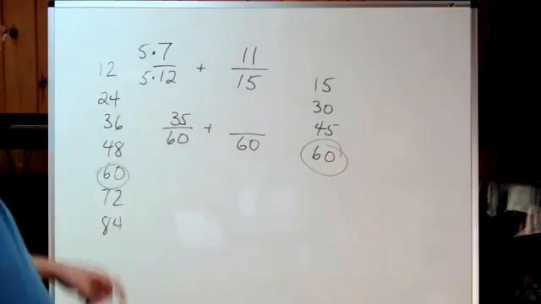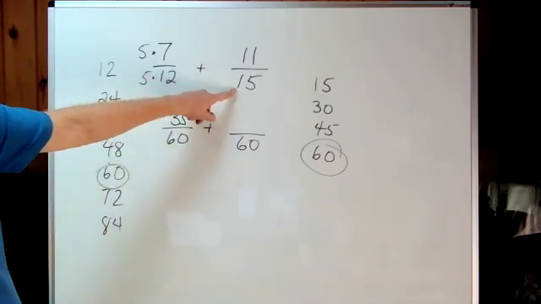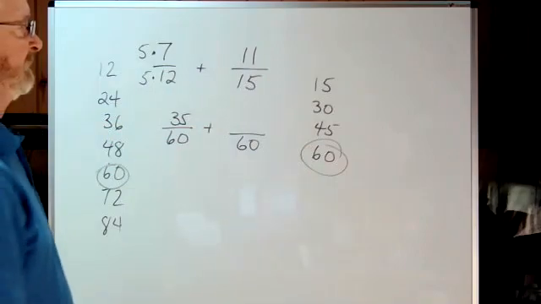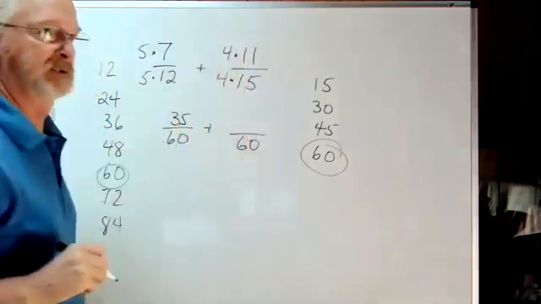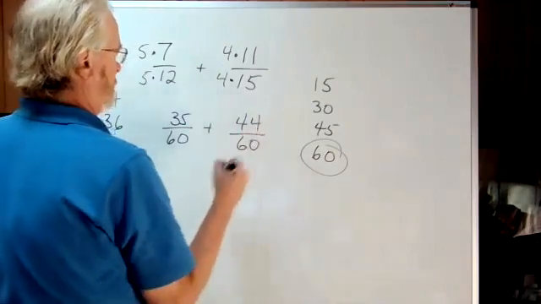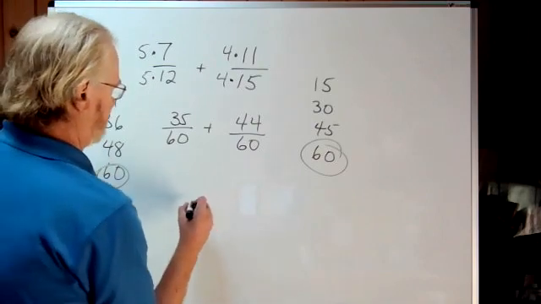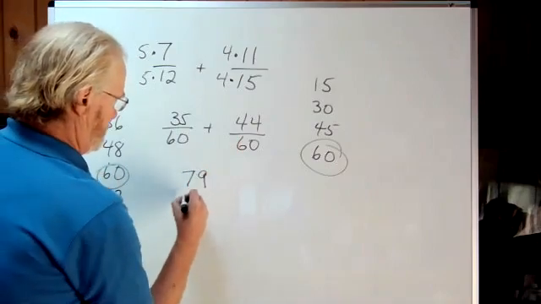What did I multiply 15 by? 1, 2, 3, 4. That's how many multiples it took to get to 60. So 4 times 15. If I multiply this by 4, I have to multiply that by 4 to build that equivalent fraction. 44. Now they're the same size pieces. I can add them together. How many 60ths? I'm going to get 79. 79 sixtieths.